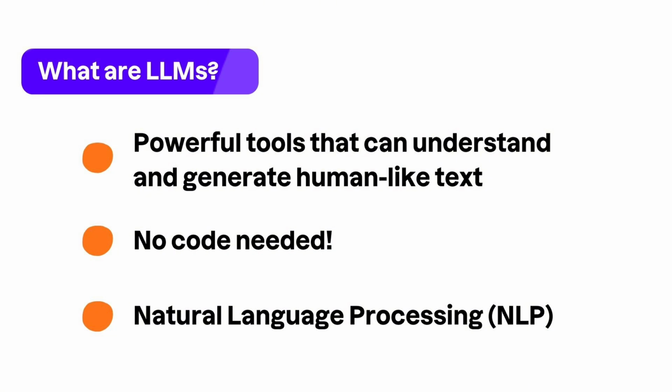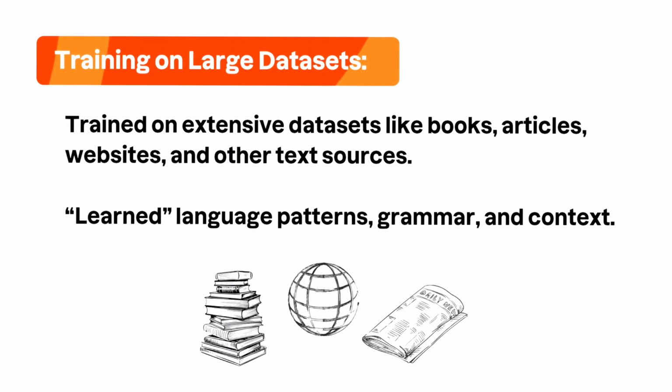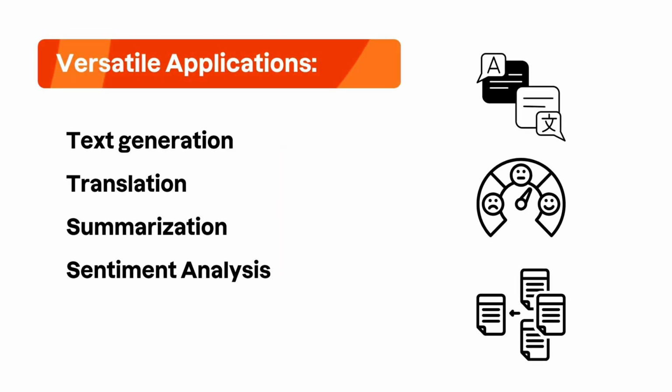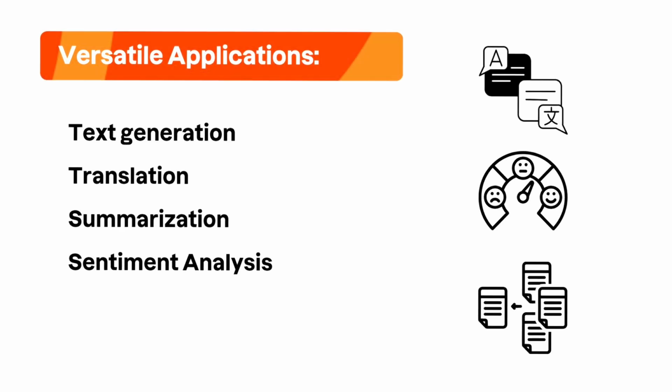Some key features of LLMs. First, training on large data sets. LLMs are trained on extensive data sets that include books, articles, websites, and other text sources. This helps them learn language patterns, grammar, and context. Versatile applications. LLMs can perform a variety of tasks, including text generation, translation, summarization, sentiment analysis, and much more.